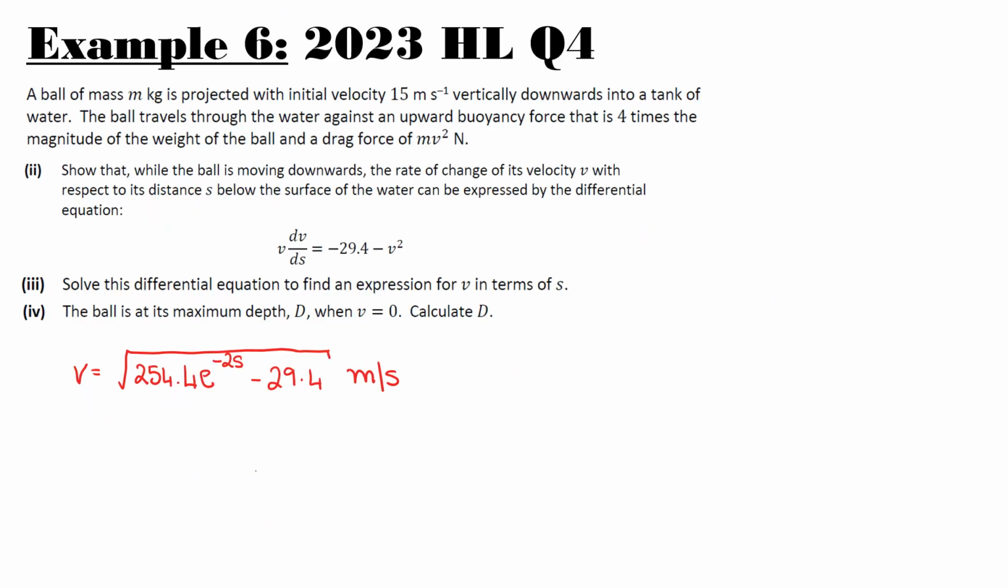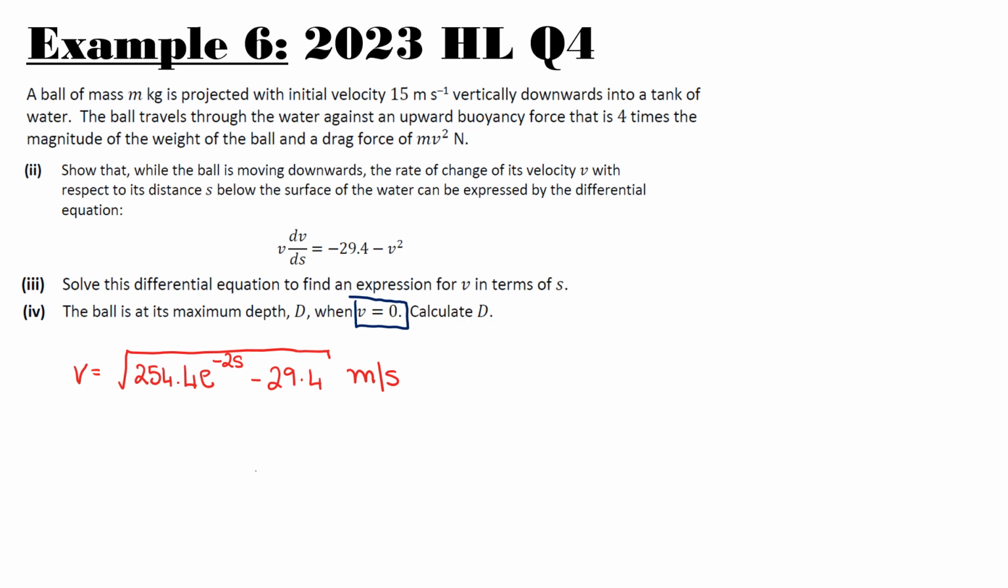So part 4, the ball is at its maximum depth d when v equals 0. Calculate d. So the depth, we're really talking about s, its displacement. So what we're going to do is sub in when v equals 0, and try to find a value for s. So I have our answer from part 3 here on the board. v is equal to the square root of 254.4 e to the power of minus 2s minus 29.4. However, if we sub in v equals 0 here, we still have a substantial amount of work to do to get s on its own, to isolate it.